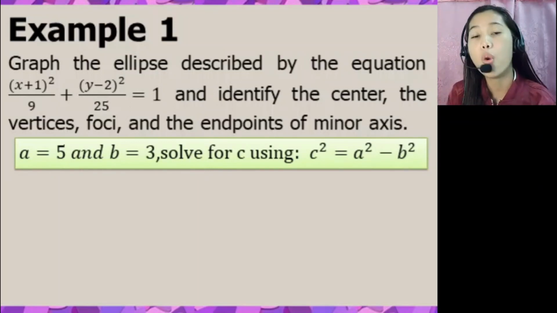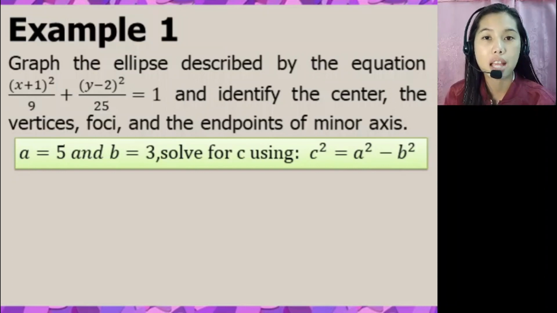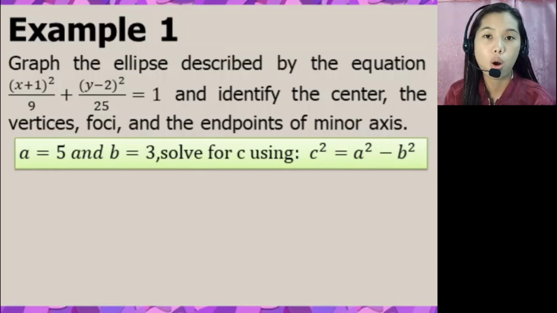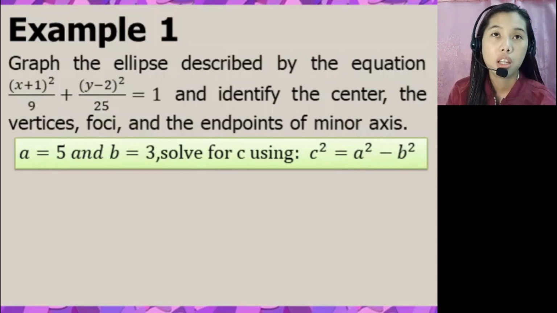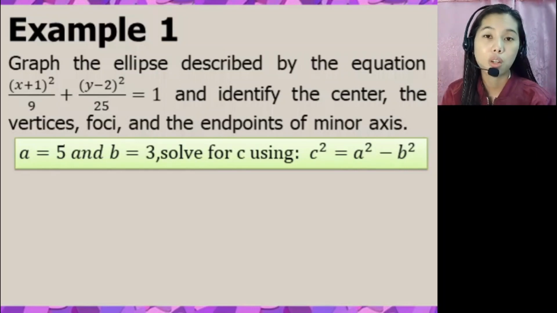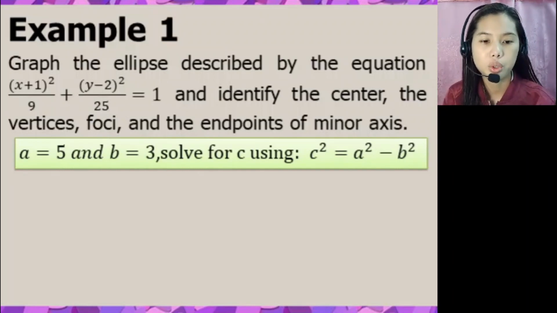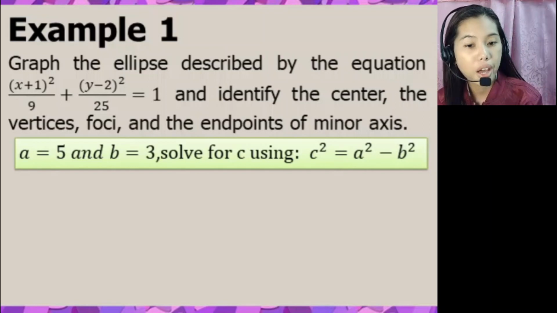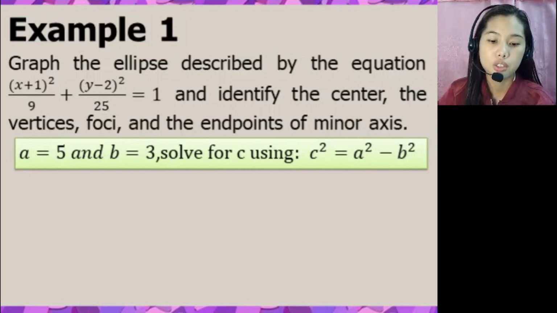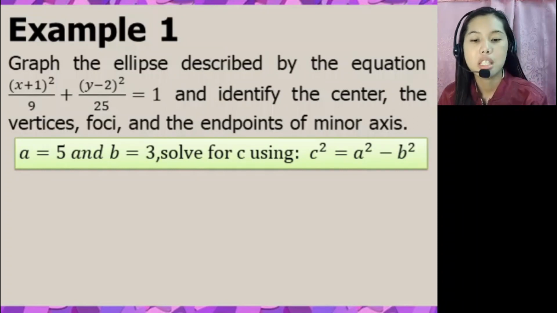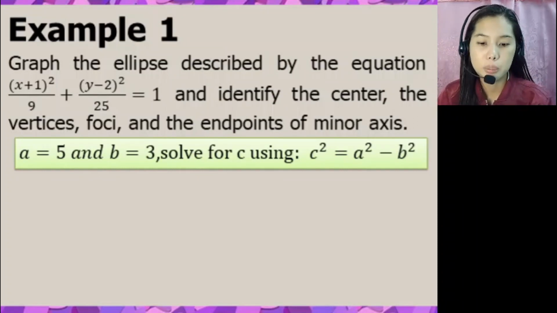So how do we get 5? If you go back to our standard equation, it is presented as a squared and b squared, which means to solve for a, all we have to do is find the square root. So a squared: the square root of 25 is 5, and the square root of 9 is 3. With that, we're going to solve now for c using the equation c squared equals a squared minus b squared.